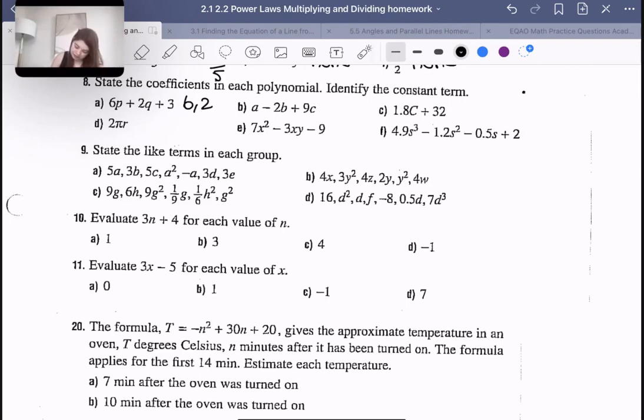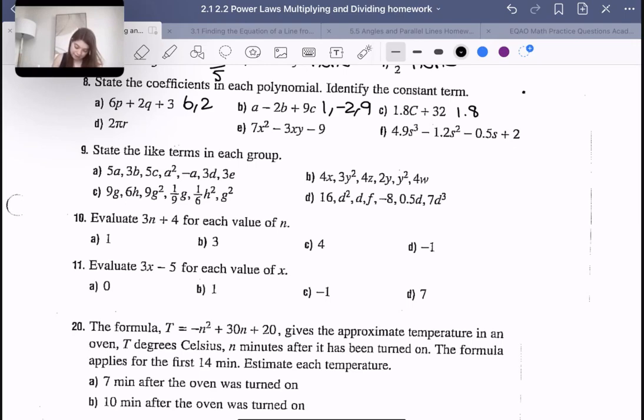Similarly for B, I would say 1, -2, and 9 are the coefficients, right? Because for A, it is the same as 1A. And then for B, we have -2 attached to it. And then for C, we have 9. All right, what about for C? C is 1.8, right? Because 1.8 is part of the same term as C, and 32 is the constant, so that would be a no.